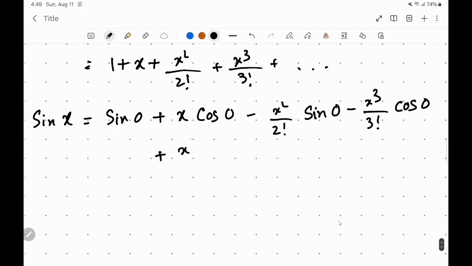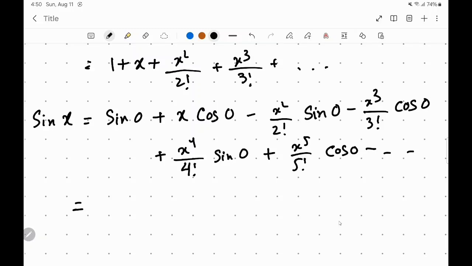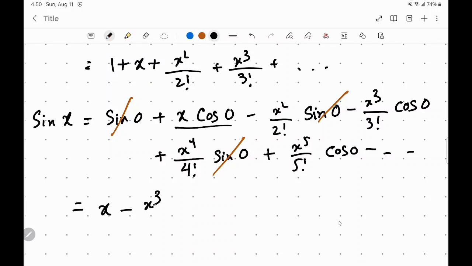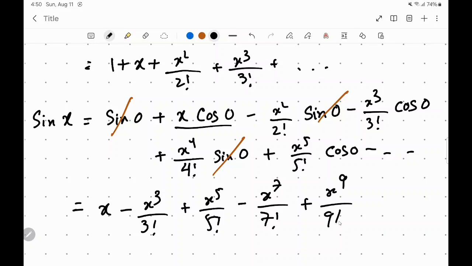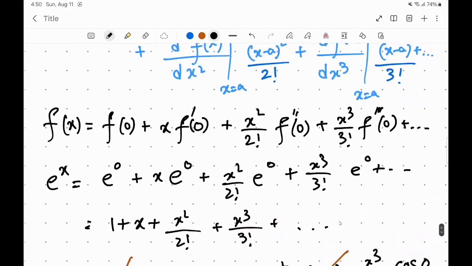Then it will be x to the power 4 by 4 factorial sin 0. Then x to the power 5 by 5 factorial cos 0 and so on. So you can see all these terms will be 0 because sin 0 is 0 and cos 0 is 1. So only the cos terms will survive. So it will be x minus x cube by 3 factorial plus x to the power 5 by 5 factorial, then minus x to the power 7 by 7 factorial plus x to the power 9 by 9 factorial, like this.